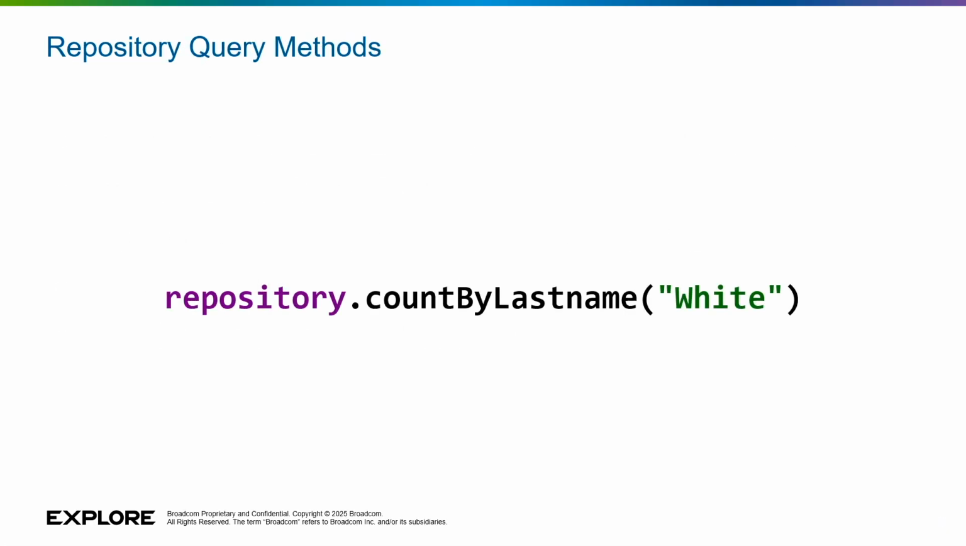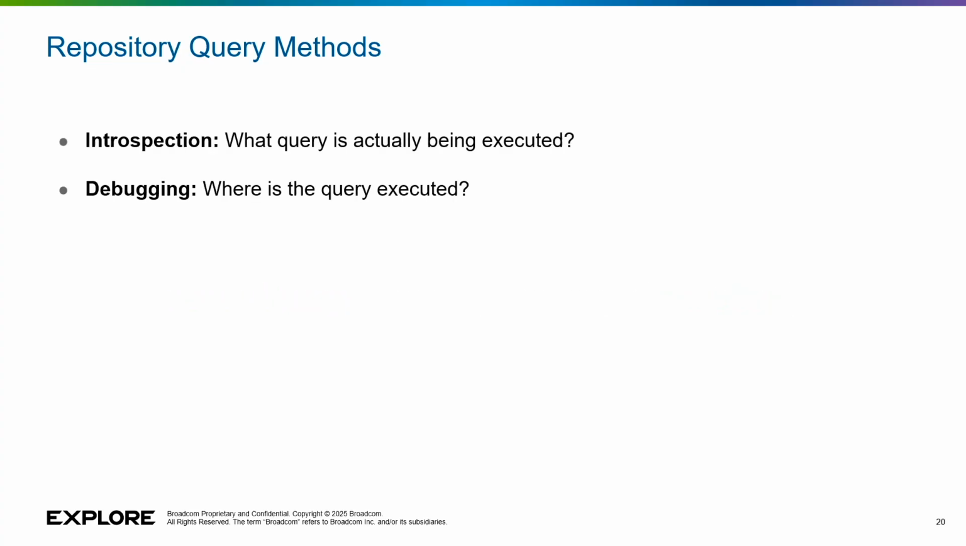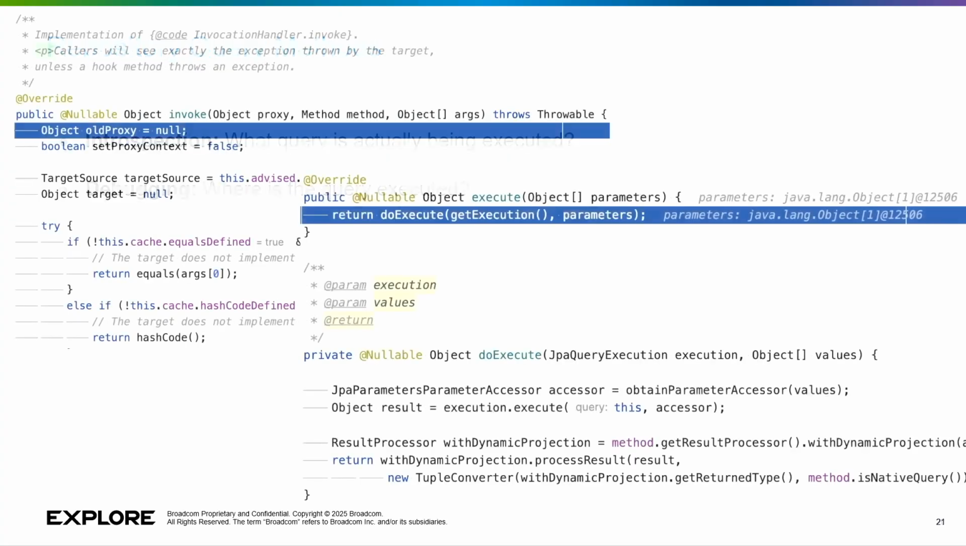Okay, let's start off. This is a repository query method, maybe a user repository, and we have countByLastName. The magic of Spring Data is that it takes this naming convention, countByLastName, and ultimately does a SQL query. And this is what we talked about, introspection and debugging, the problem: why is it so hard? And this is that interceptor thing I was talking about, the proxy.